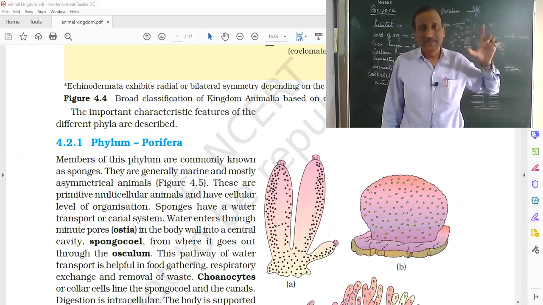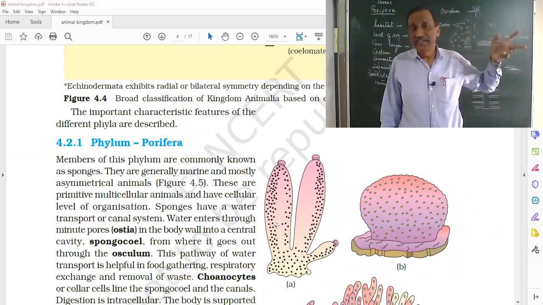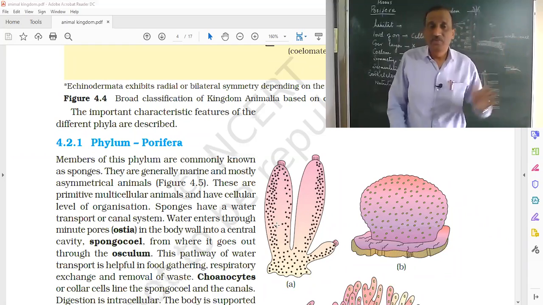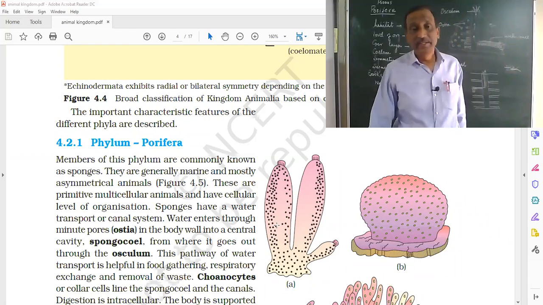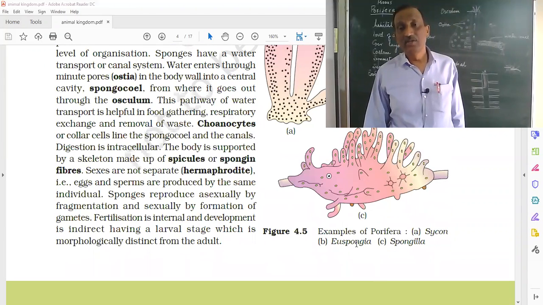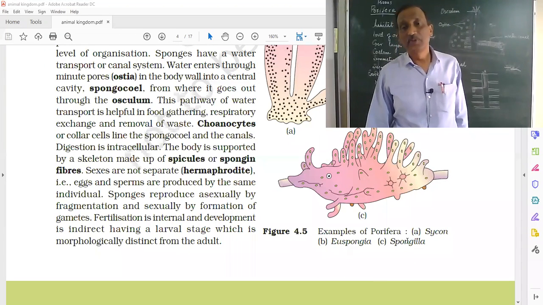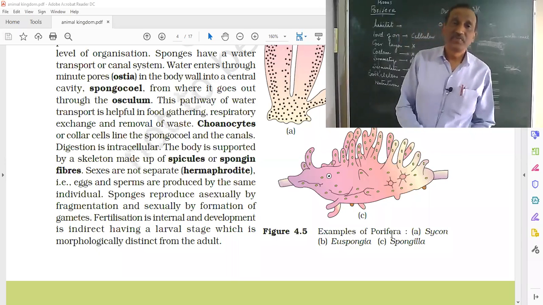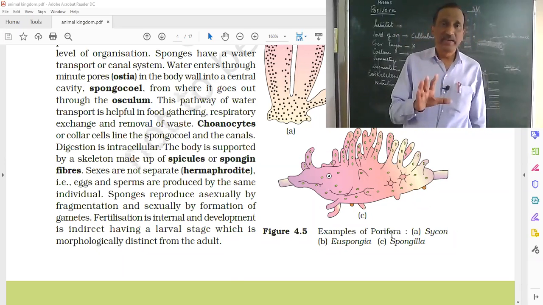Sexual reproduction, yes, present. कैसे? Fertilization in the water. ठीक है? And the zygote will form, further development takes place there. Larval stages, yes, present. Examples यहाँ दे रखे हैं, Sycon, Euspongia and Spongilla. ठीक है? So with this we come to the end of Porifera.